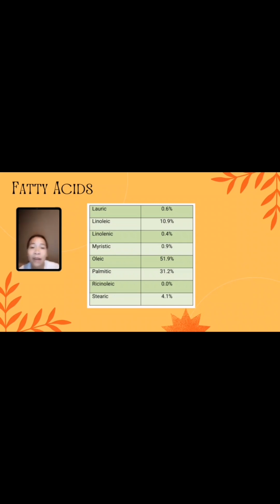And the last but obviously not the least fatty acid in our formulation is the stearic acid. It is 4.1% in our soap formulation. Stearic is a saturated fatty acid that contributes hardness and stable lather in soap making, similar to palmitic acid, except that it has a longer carbon chain.